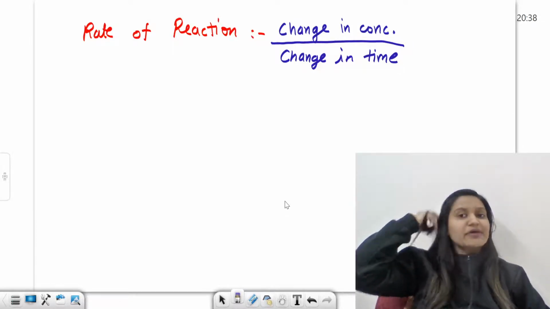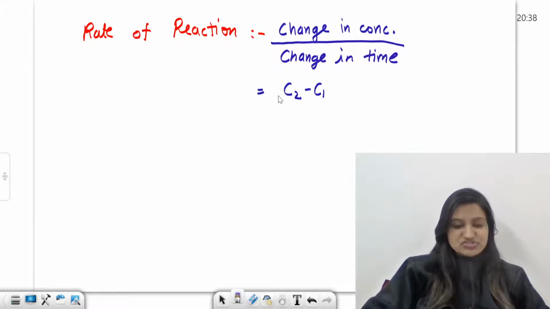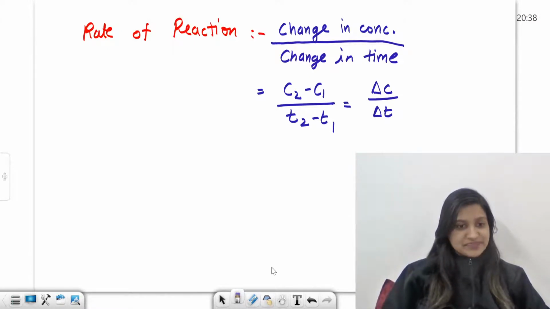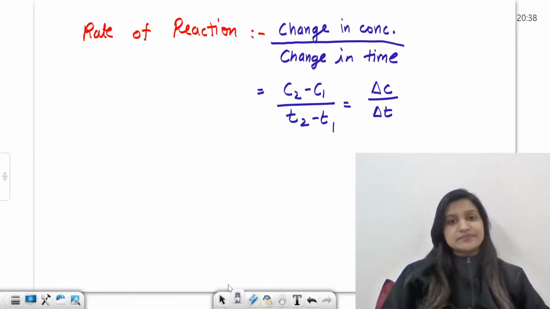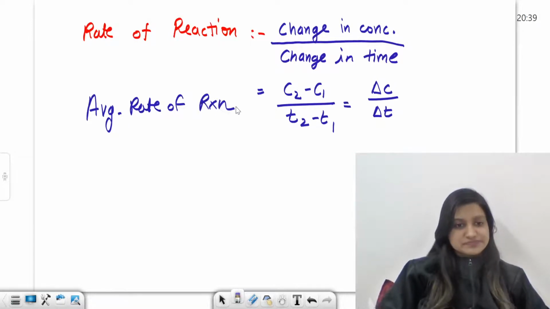Now this change in concentration would be simply C2 minus C1, and this change in time will be T2 minus T1, right? So this becomes your delta C and this becomes your delta T. Change in concentration over change in time. This is your average rate of reaction.